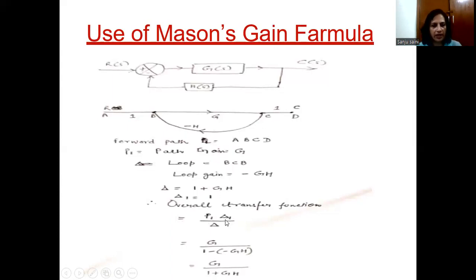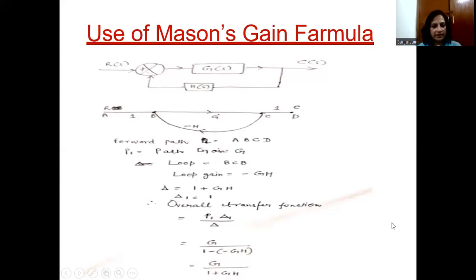In order to get the value of delta 1, we take 1 minus the loop gain of all the individual loops that are not touching the first forward path. The first forward path is A, B, C, D. If we do not take this forward path into account, there is no loop within the system. So 1 minus 0, so delta 1 is equal to 1 only. Then the transfer function between C and R is equal to P1 delta 1 divided by delta. P1 is equal to G, delta 1 is equal to 1, so G multiplied by 1, divided by delta, which is 1 plus GH. So the overall transfer function is G divided by 1 plus GH.